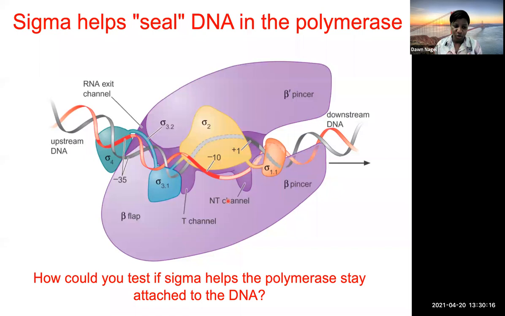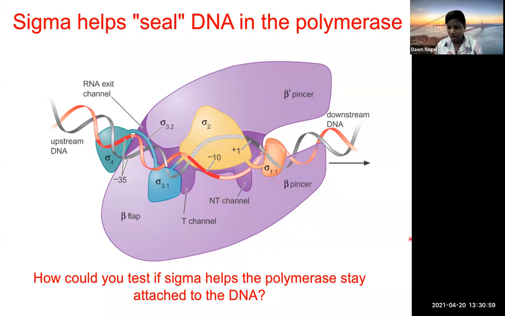So how could you test if this sigma factor helps the polymerase stay attached to the DNA? Are you aware of any experiments you can do to figure something like this out? What would you need to do to determine whether or not this sigma factor helps the polymerase to stay attached to the DNA? The polymerase is a multi-protein complex. You want to see whether this multi-protein complex attaches to the DNA. Any idea?